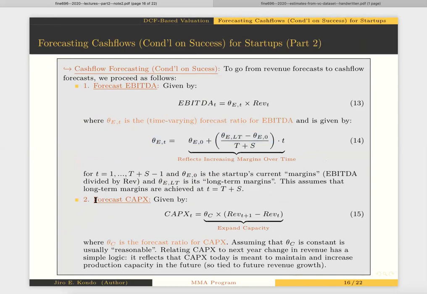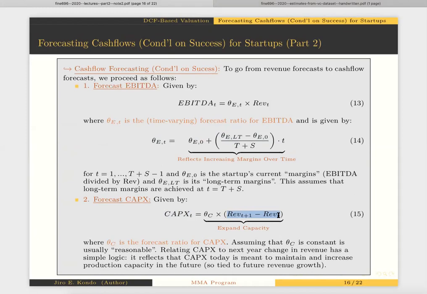What about forecasting the other components of the cash flow equation? To forecast capital expenditures, the relationship we generally use is that capital expenditures at time t are related not to the revenue that we have at time t, but to the anticipated change in revenue from time t to time t plus 1. Why do you make capital expenditures? You make them to expand production capacity, for instance. Well, what determines how much production capacity you need to expand? It's how much you expect revenue to increase over the next period.